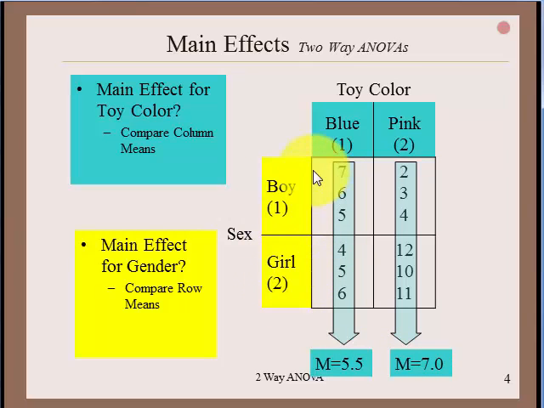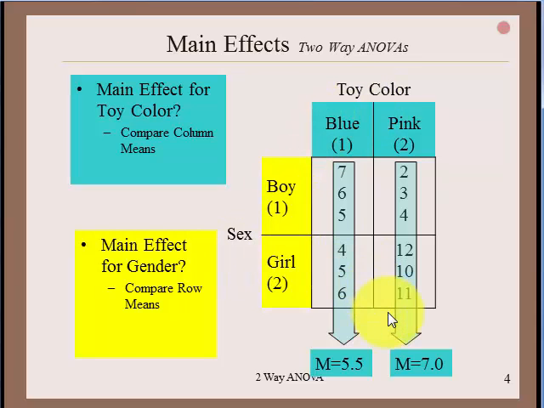So what we do in that case, to look at the independent effect for toy color, we collapse across boy and girl. So imagine here just erasing this line and this line so that I have one column here and one column here. And for the moment, I don't care about gender. I'm just comparing the sample mean to the sample mean. So that's looking for a main effect for toy color.